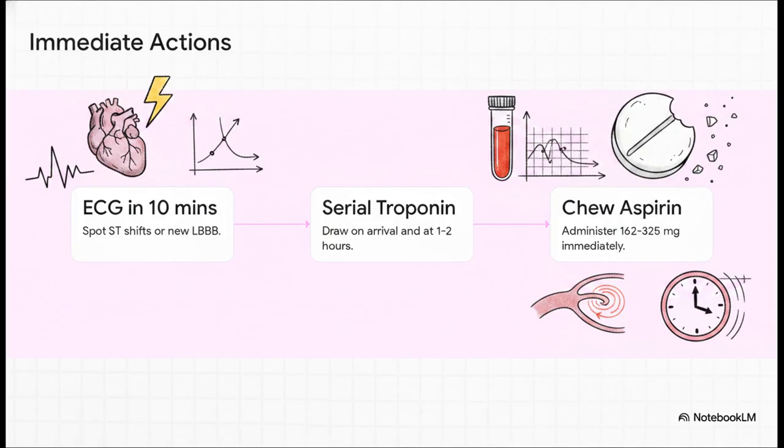Number 2, draw serial troponins on arrival and again at 1 to 2 hours. We're tracking the rise and fall here, not just relying on a single static number. Number 3, administer chewed aspirin, 162 to 325 milligrams, immediately. Chewing it means it absorbs faster, instantly lowering the risk of death and reinfarction.